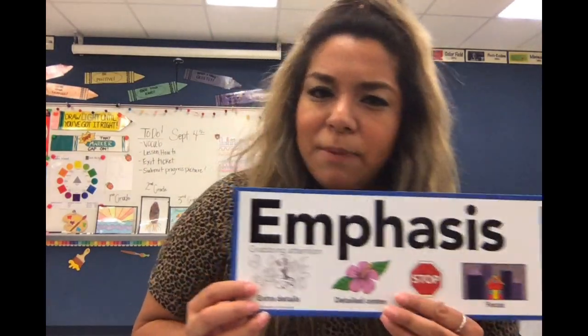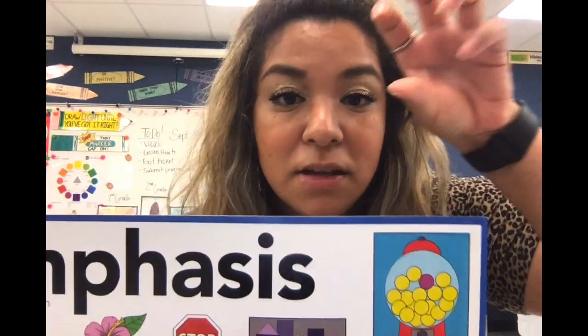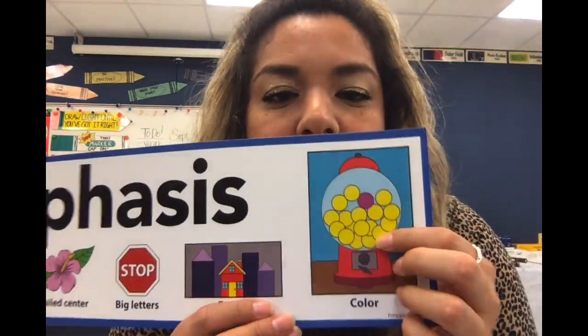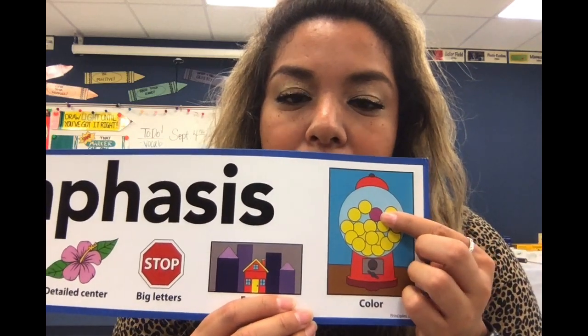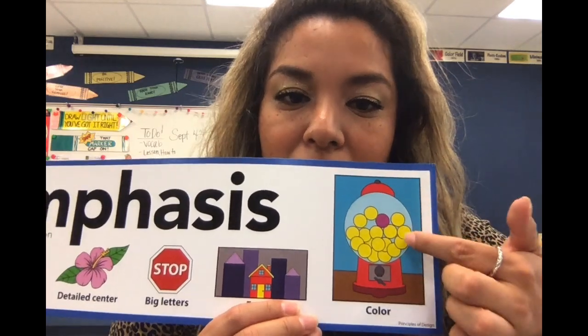All right, emphasis, okay? I don't think we've ever talked about this, all right? But emphasis means that we are putting emphasis on something in your picture. We're putting a focus on something, okay? So let's look at this right here. There's this gumball machine. You can see that they're all yellow except for this one, pink one. We're putting a focus, or we're putting an emphasis on something here, okay?